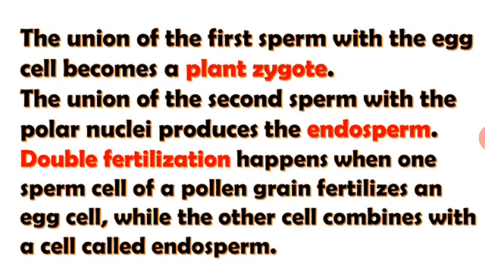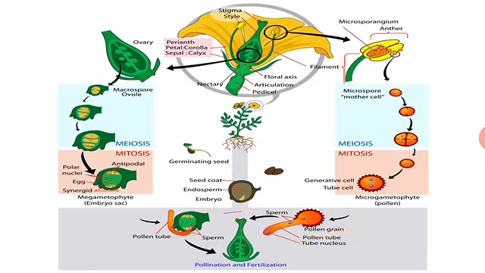The union of the first sperm with the egg cell becomes a plant zygote, while the union of the second sperm with the polar nuclei produces the endosperm. That's why in plants there is what we call double fertilization. It happens when one sperm of a pollen grain fertilizes an egg cell, while the other sperm combines with the cell that becomes the endosperm.